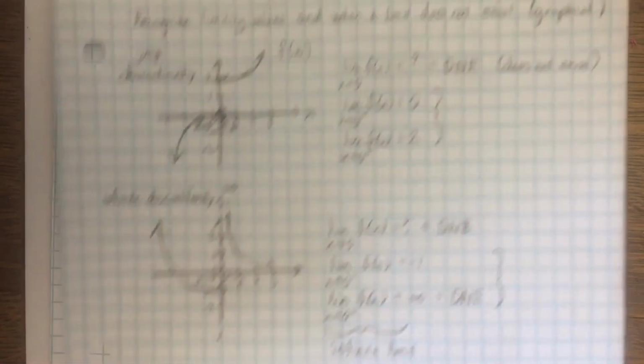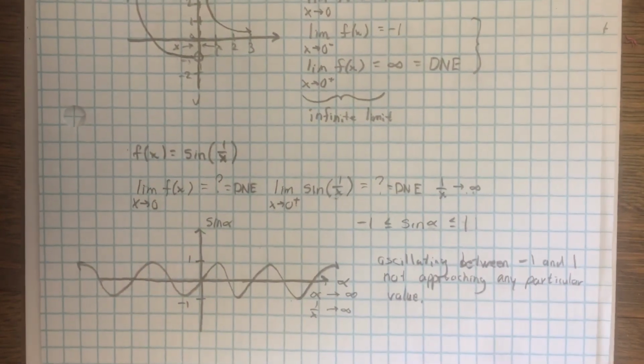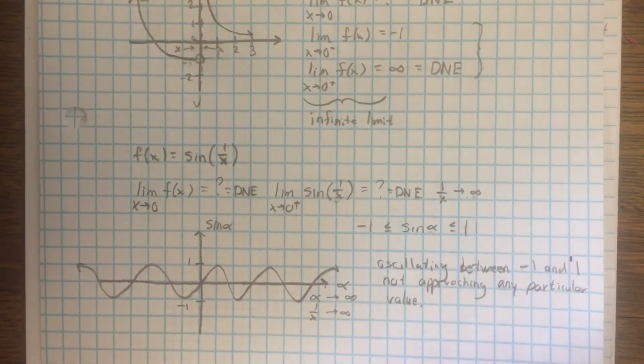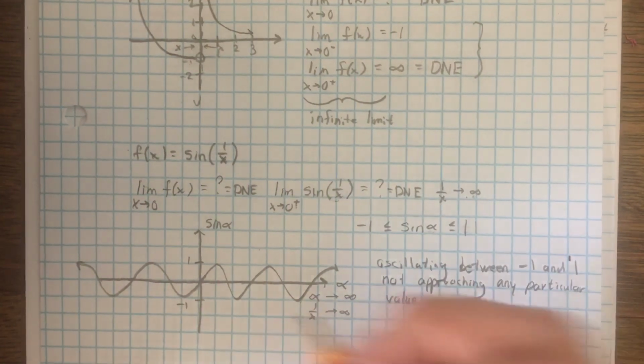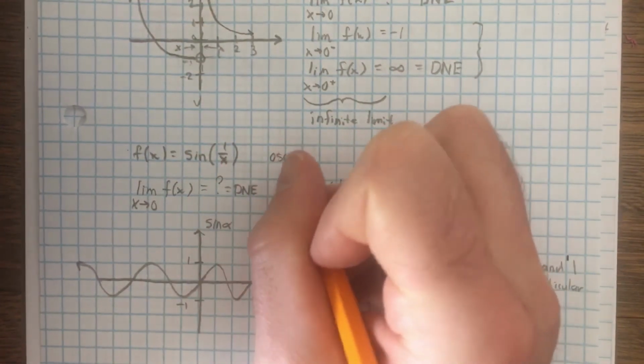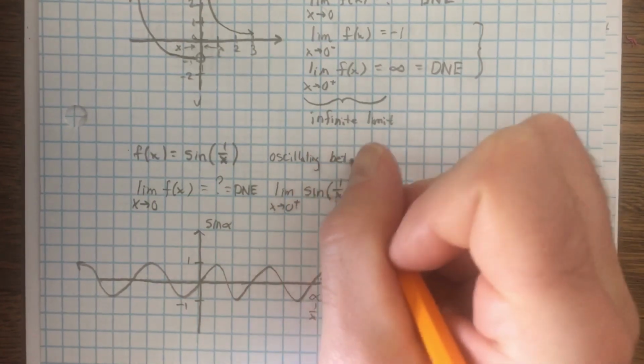And then finally, although this is not discontinuous, nevertheless, the limit does still not exist because you have what you would call an oscillatory function. Oscillating between values and approaching none.